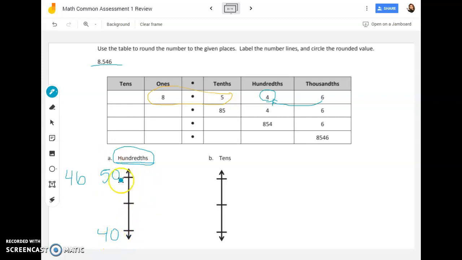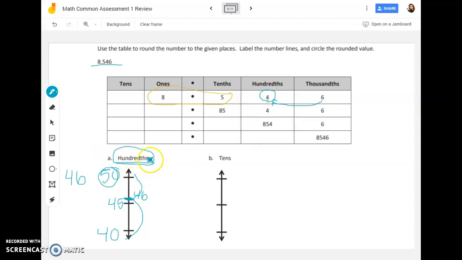I know halfway between 40 and 50 is 45. So now I'm going to mark 46 on my number line. 46 is going to be right here, right above our 45. If I use my vertical number line to help me round, I can see that 46 is closer to 50 than it is to 40. So 46 is going to round to 50.